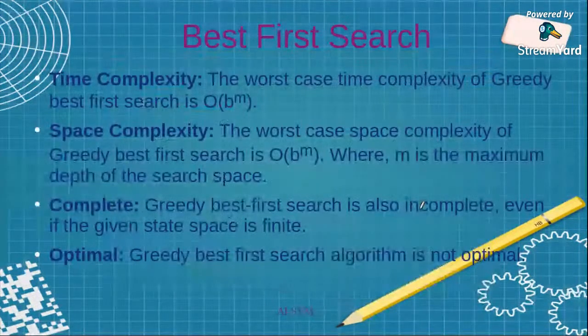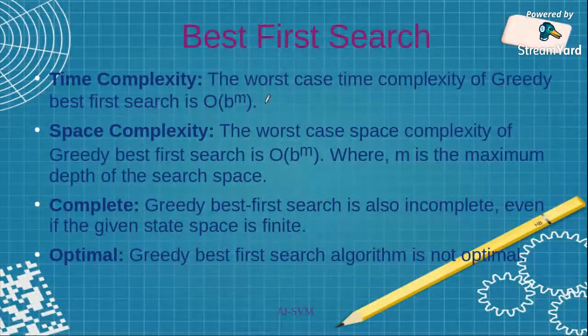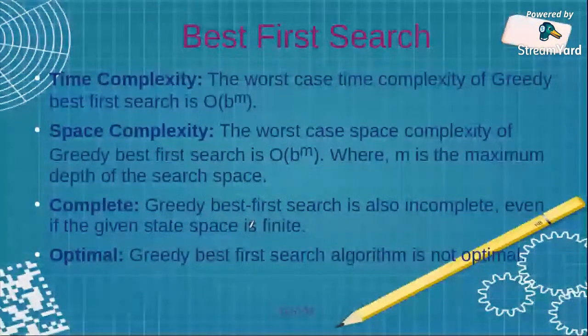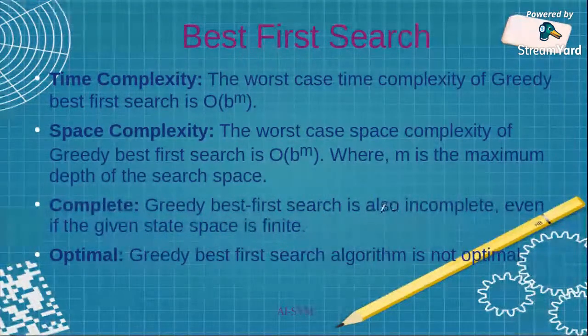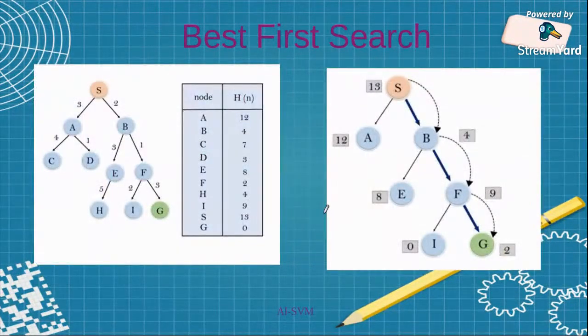Now the greedy search time complexity is b to the power m. Space complexity is also b to the power m, and it is not a complete algorithm because it may get into an indefinite loop, though the state space is finite. And optimal? No, it is not optimal. Why? We check when we look at other things.